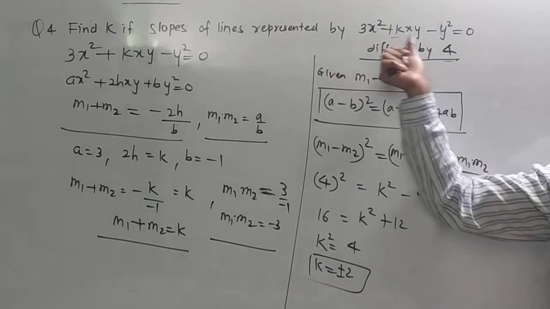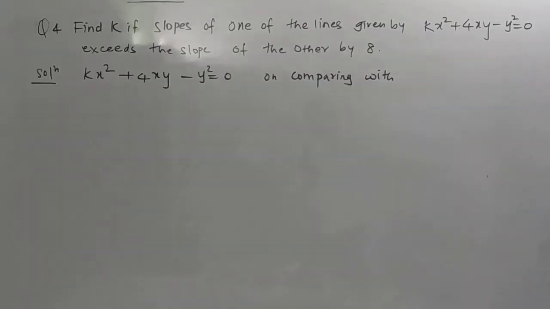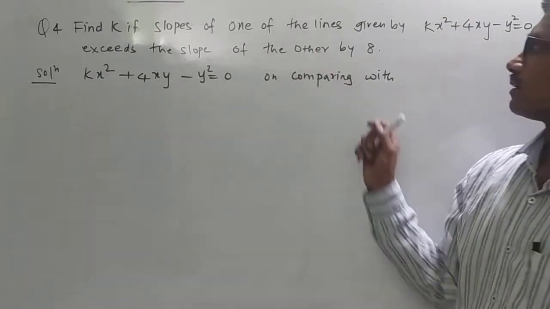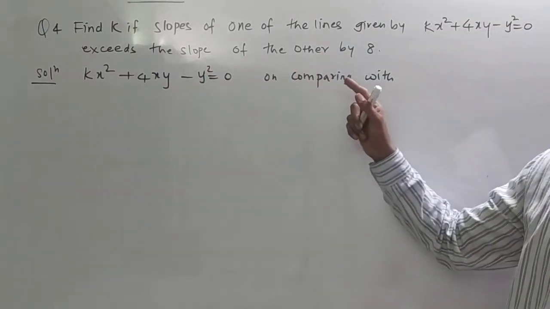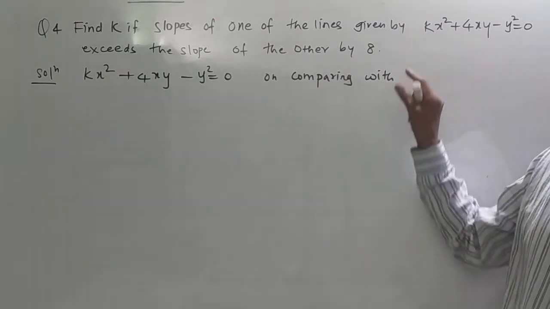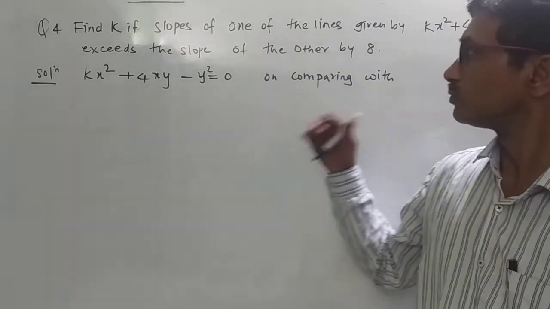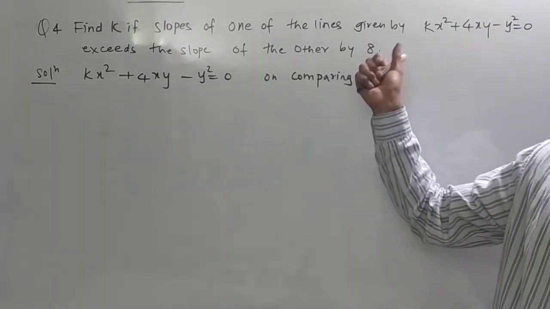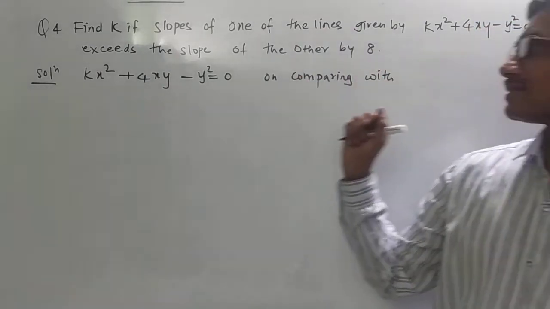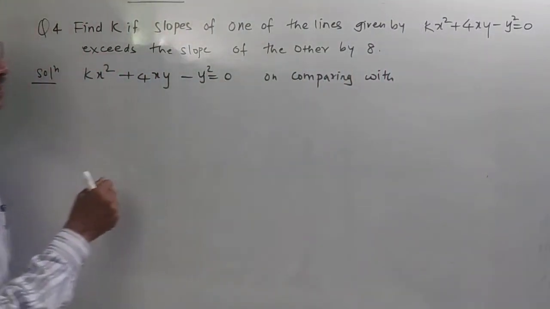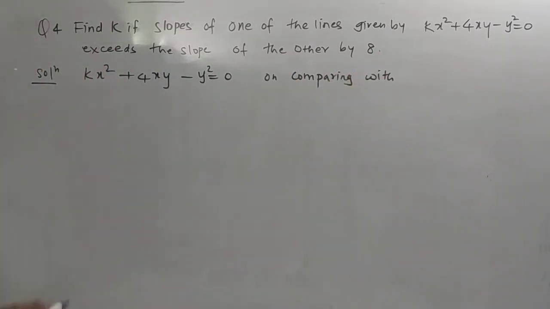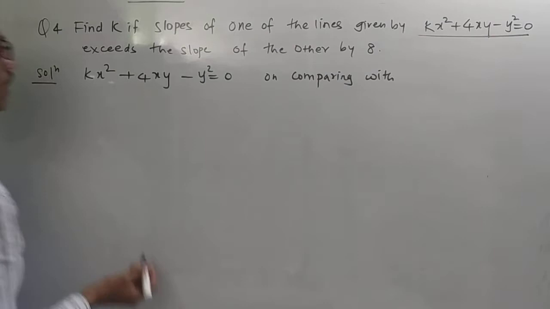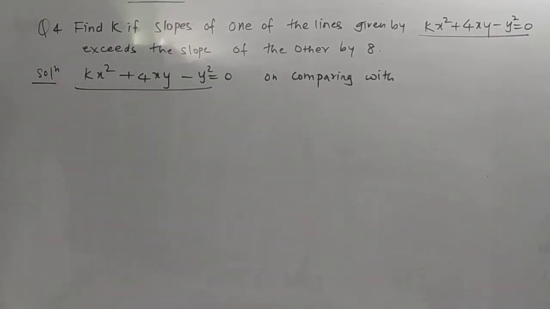K is required to find. Find k if the slope of one of the lines represented by this equation exceeds the slope of the other line by 8. Suppose m1 is the slope of one line and m2 is the slope of the other line, then m2 will exceed m1 by 8. So the given equation we will write as kx square plus 4xy minus y square is equal to 0.